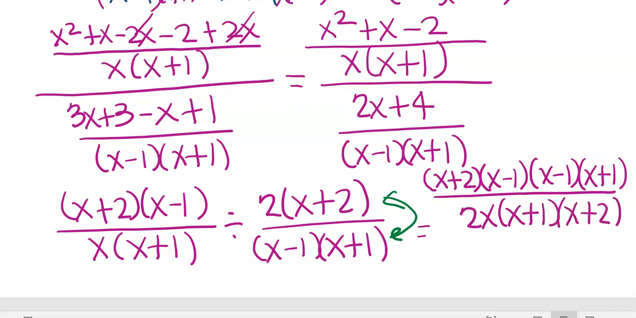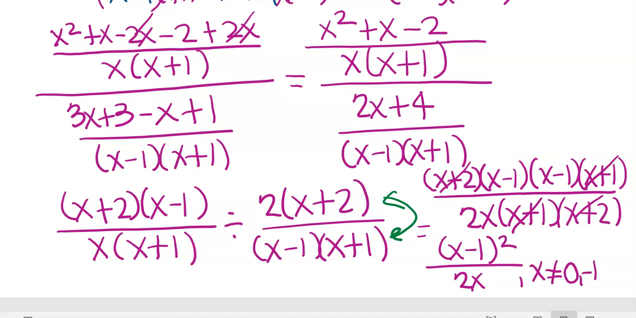Okay, so we have an x plus 1 that will cancel. We have an x plus 2 that will cancel. So we get x minus 1 squared over 2x. Now we have our restrictions. x cannot equal 0, -1, or -2.